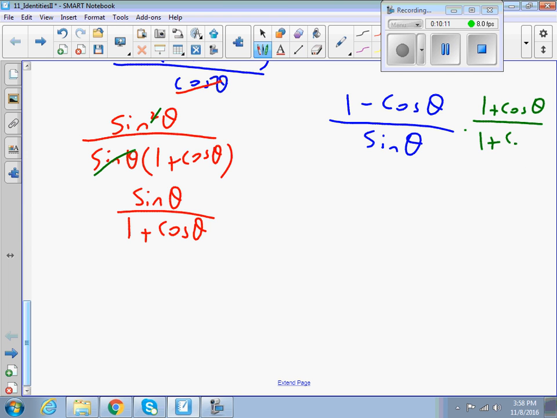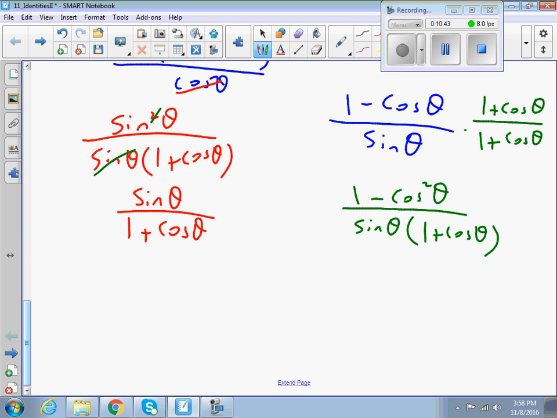Over 1 plus cos theta. Now, because I'm multiplying by something over itself, I'm not really changing anything, because I'm really multiplying by 1, right? So when I multiply by the conjugate, in the numerator I have the situation with difference of squares. When I expand that, I will get 1 minus cos squared theta. And in the denominator, I will have sine theta times 1 plus cos theta.